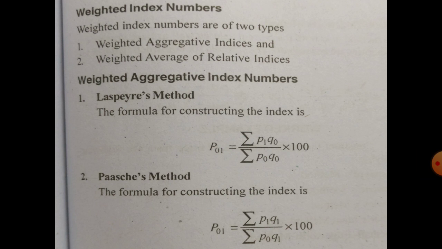The second one is Paasche method. The formula for constructing the index is P01 is equal to summation of P1 Q1 divided by summation of P0 Q1 into 100. So here we have to use the quantity of the current year. The difference between Laspeyres and Paasche method is that for Laspeyres method we use the quantity of the base year, and for Paasche method you have to use the quantity of the current year.